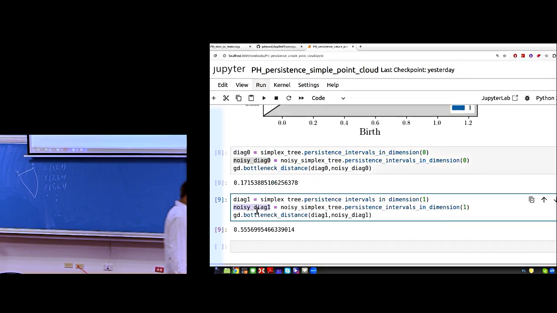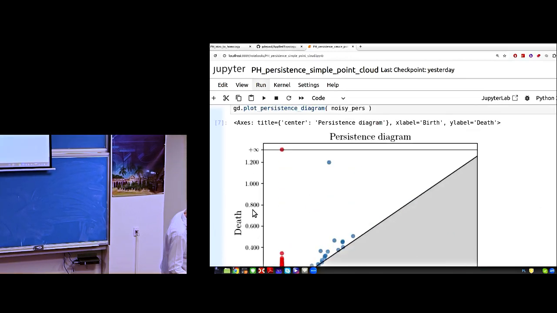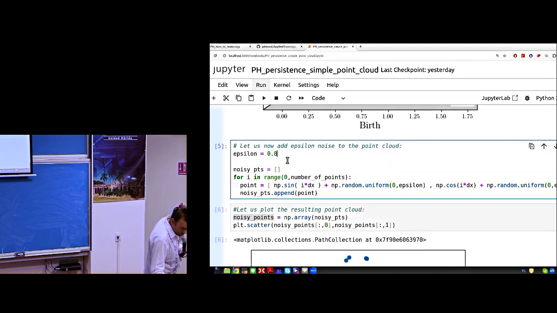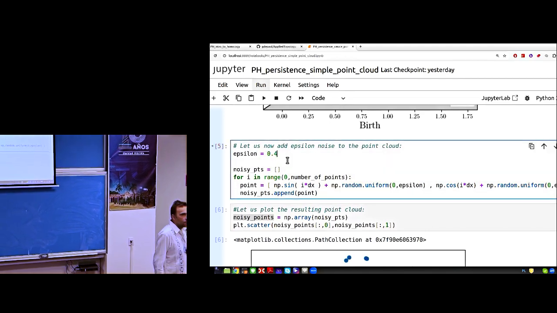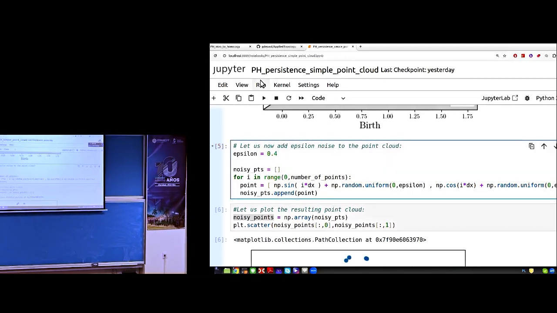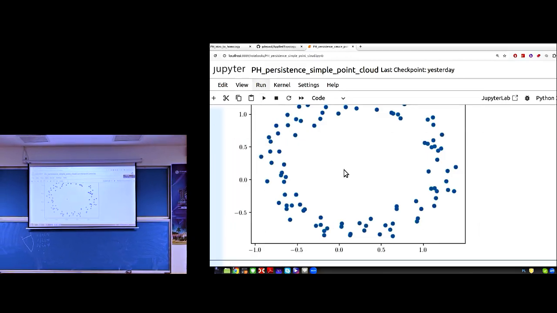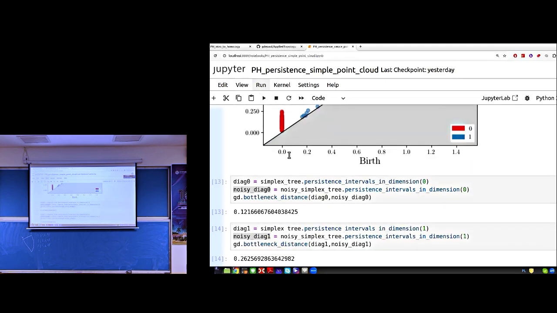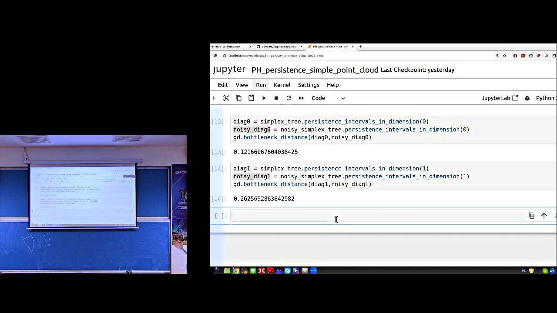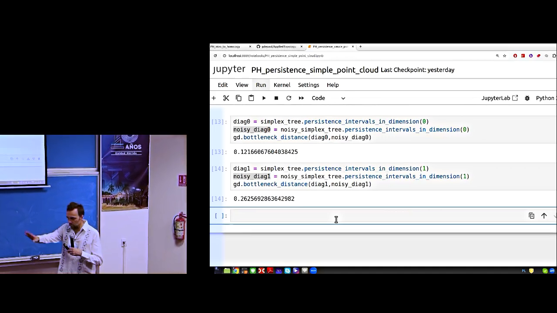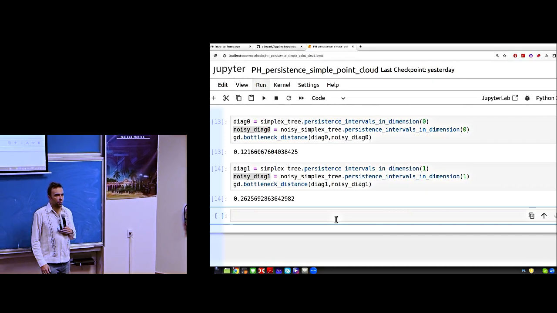If you want to play with it a little bit more, right now I can regenerate this noisy point cloud with a little lower perturbation. Much cleaner, right? And I'm expecting the bottleneck to be below 0.4. So let's take a look. And indeed, it's below 0.4. So that's an experimental verification of the stability theorem.